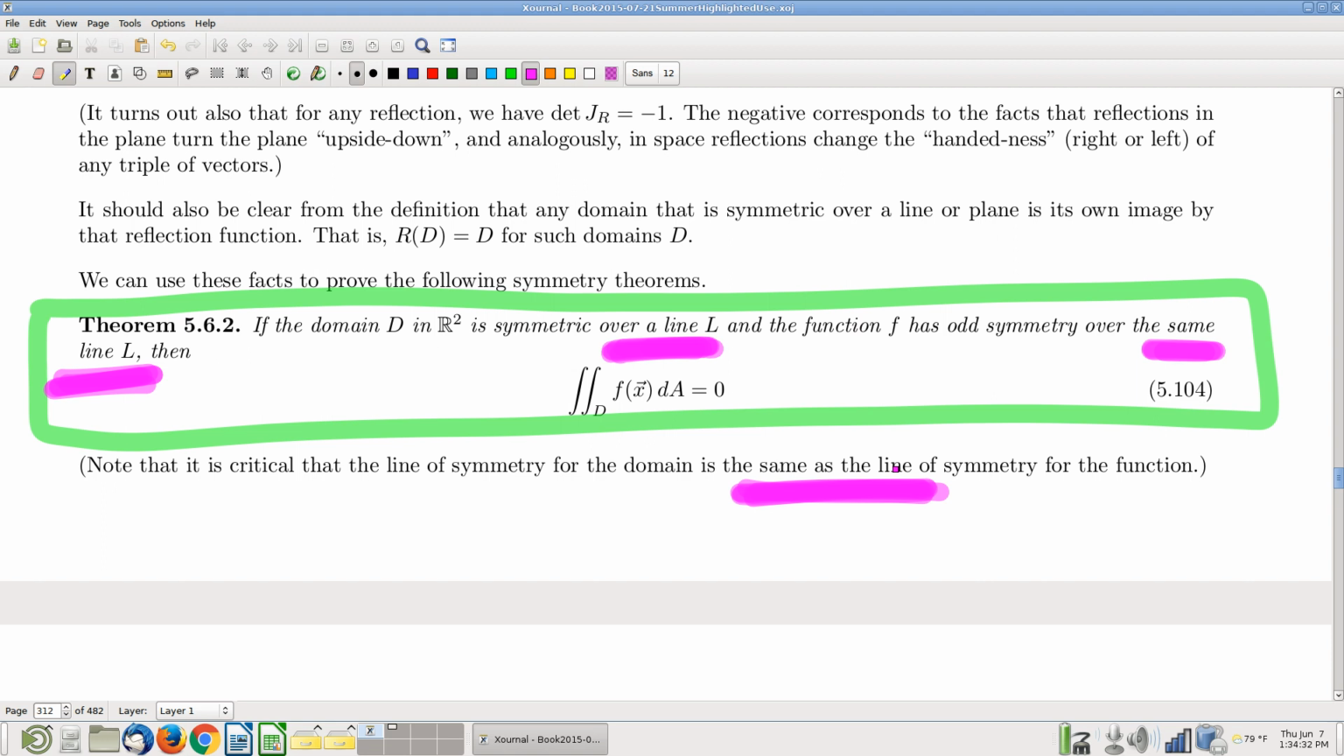Right? So the fact that maybe the function had odd symmetry this way, but the domain was symmetric that way, doesn't matter. That's completely useless information. You cannot use the symmetry theorem. And here's why it's dangerous. It's so dangerous. If you apply it in this case where the lines of symmetry are not the same, right?